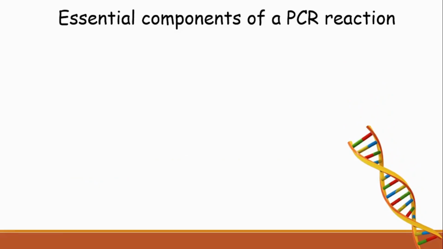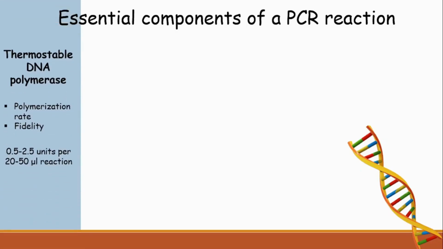So what are the essential components of a polymerase chain reaction? Most important is the thermostable DNA polymerase. Now, as I have said, Taq polymerase is the most commonly used polymerase in most laboratories for routine amplification process. While choosing a polymerase, two factors need to be considered. One is the polymerization rate, that is the number of nucleotides the polymerase is adding to the elongating primer per unit time. So normally for Taq DNA polymerase, the polymerization rate is around 1 kb per minute. So in 60 seconds, it adds 1000 base pairs to the elongating DNA.